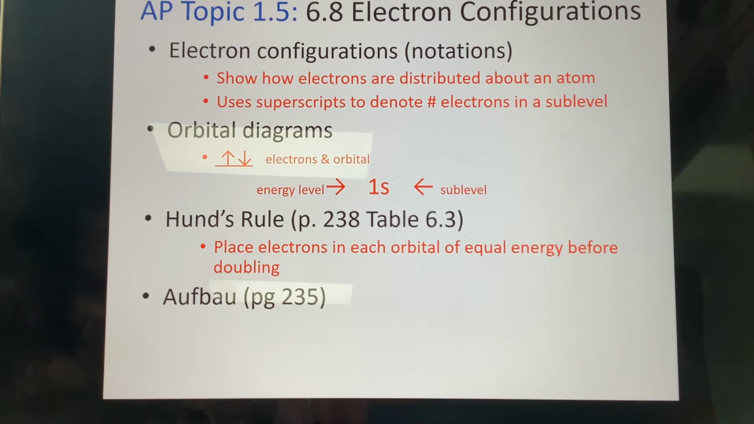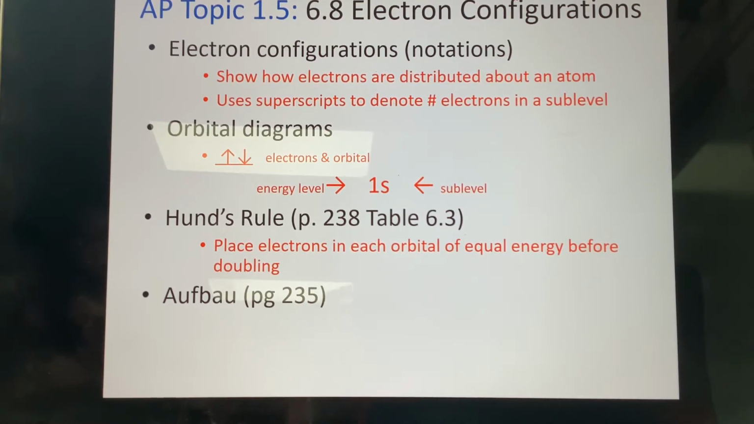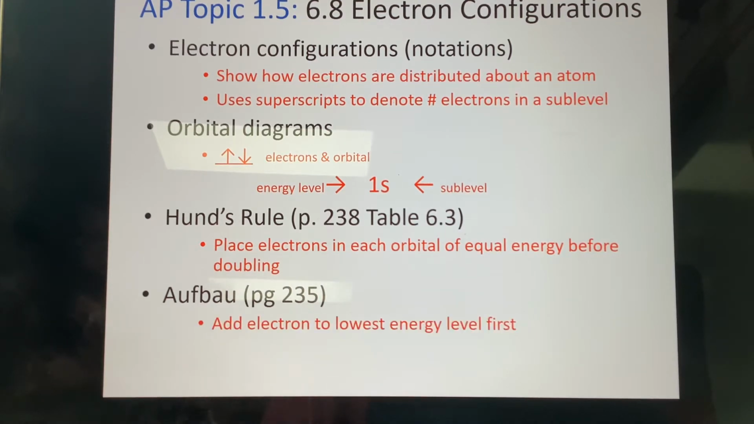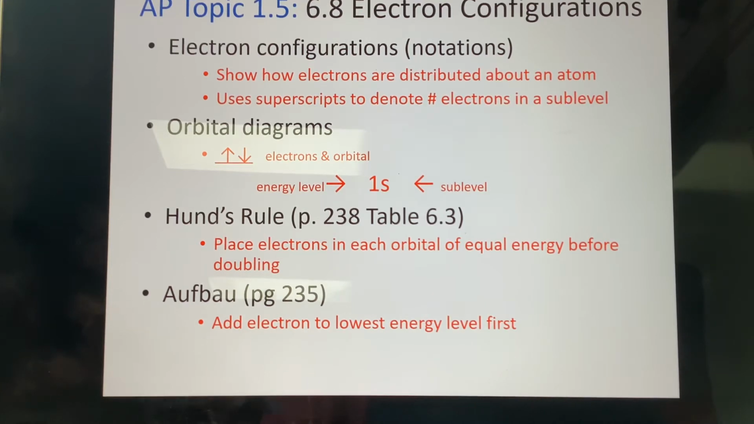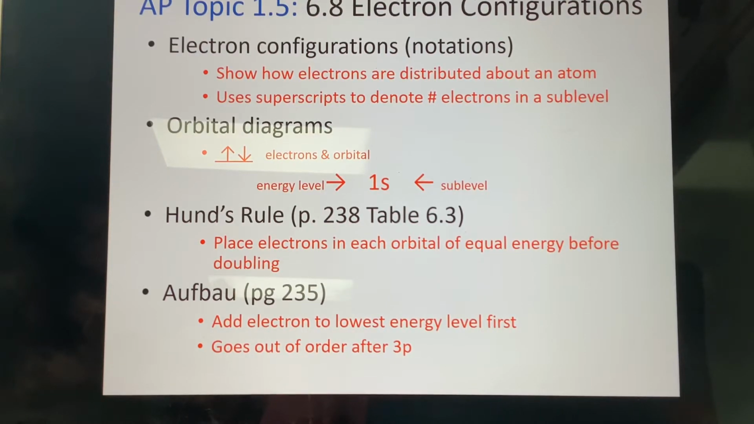So I'm going to finish up the notes from the other day. Most of these notes are repeats of what we did in honors chemistry, except for the very last page of notes. That is new stuff. So the Aufbau principle, you can see the little diagram for Aufbau on page 235, but it basically shows you the order of filling electrons, and we always put electrons in their lowest energy levels first. However, that does start to go out of order once we get past the 3p sublevel.